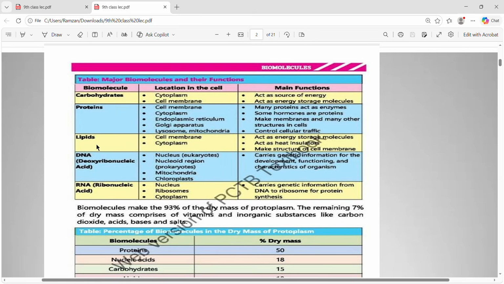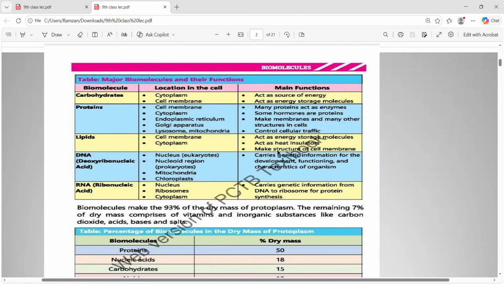Then we will discuss lipids, and like carbohydrate, lipids are also present in cytoplasm and cell membrane. If we are talking about the function of lipid, like carbohydrate, lipid also acts as an energy storage molecule, and lipids also act as insulator. If we take an example of a heat insulator, under our skin there is a fatty layer of lipids that protects our body from external heat strokes. So you can say that it acts as a heat insulator.